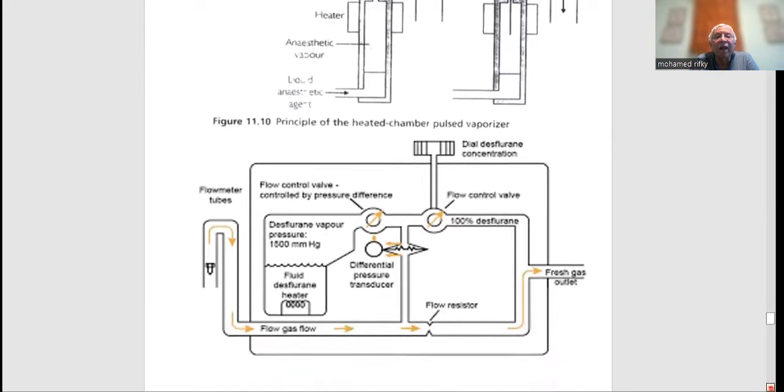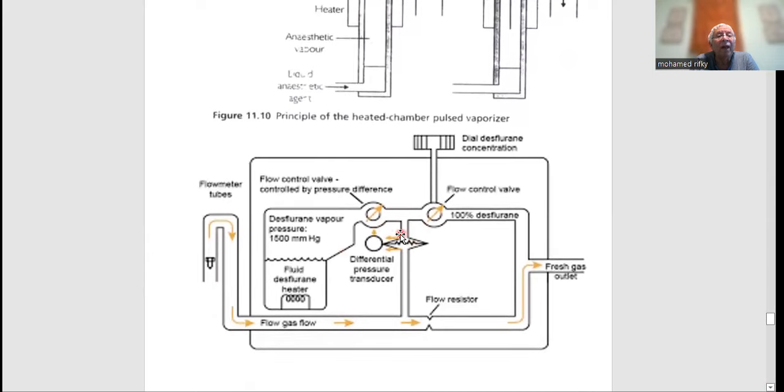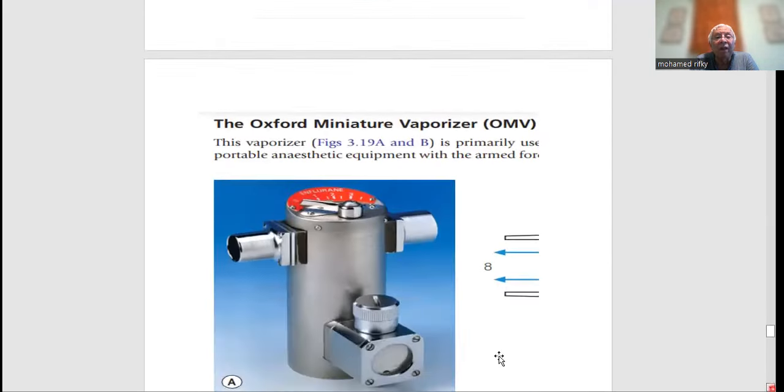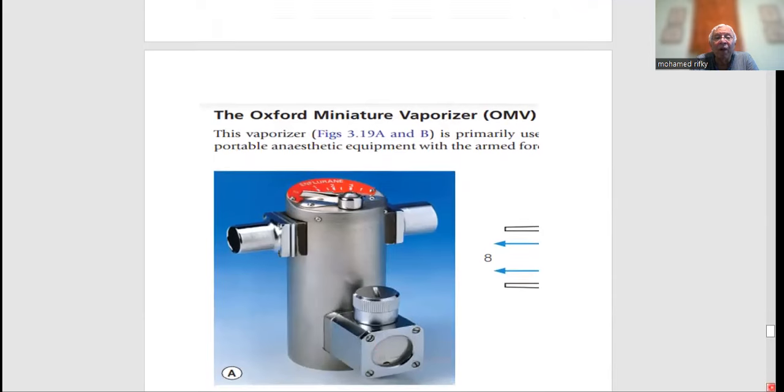And this is, of course, the desflurane vaporizer, and this is the differential transducer measuring the pressure on both sides, and this is the sump where there is a heater and the vapor is coming out at 1,500 millimeters of mercury, more than the atmospheric pressure, double atmospheric pressure, being controlled by special restrictor valves and a processor controlling all this, rejoining the fresh gas flow to give the final concentration to the patient according to the fresh gas. And this is a miniature oxygen vaporizer.